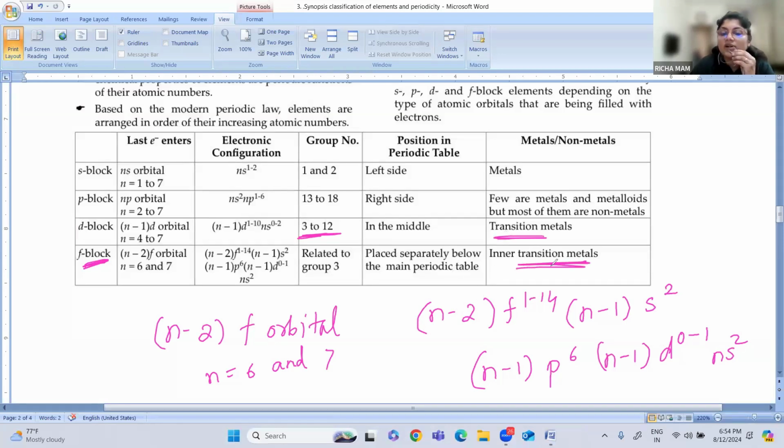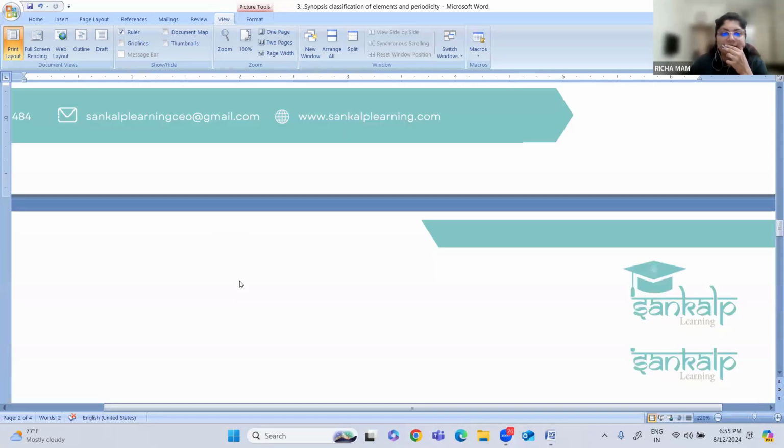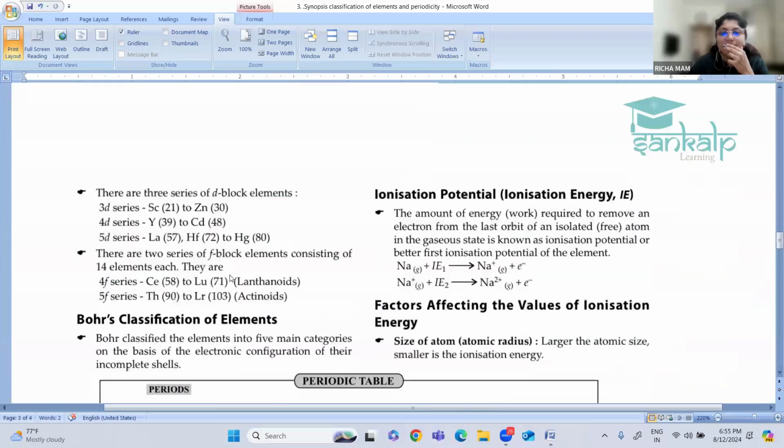Just below this d block, this is your s block, this is your p block, d block. So here is the position of your f block. F block elements are placed separately below the main periodic table. This is the position in your periodic table. I hope you have understood this. Very important. Please refer to the periodic table as I am explaining.